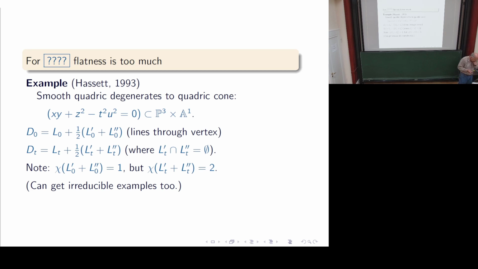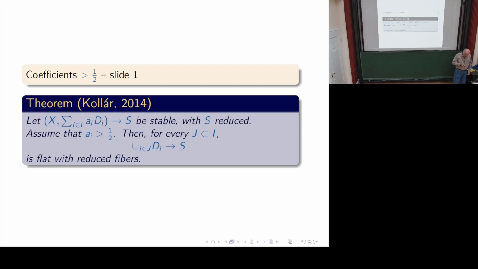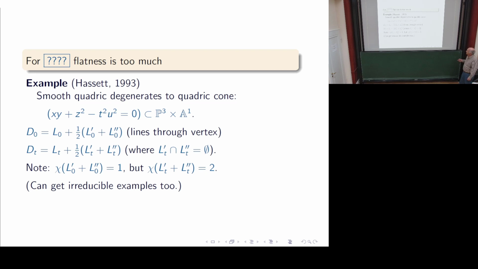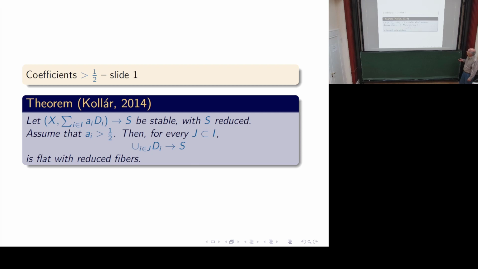Okay, so the good news is that at least this doesn't happen if the coefficients are larger than 1/2. In the previous example, the coefficients that caused us problems were exactly 1/2, and it turns out that is a very extreme case. If the coefficients are larger than 1/2, then the divisors, and in fact any union of them, are flat over the base and the fibers are reduced. So in that case, it's very easy to put together the moduli problem.